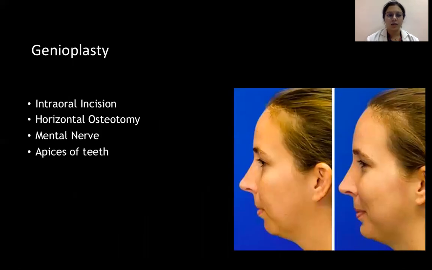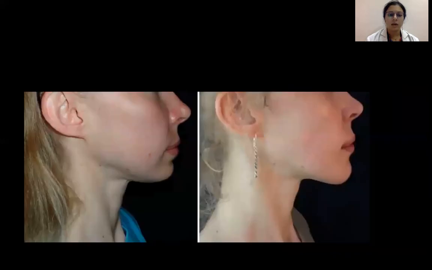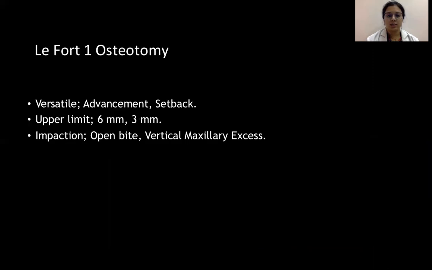Next is genioplasty. It includes an intraoral incision and a horizontal osteotomy. The mental nerve is a structure that has to be paid attention to, as well as abscess of the teeth. This is an example of a case in a patient in whom genioplasty has been performed.